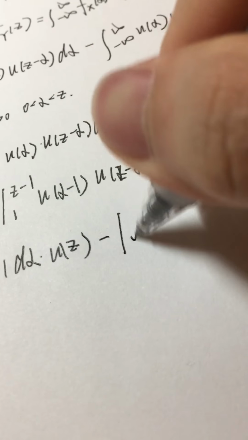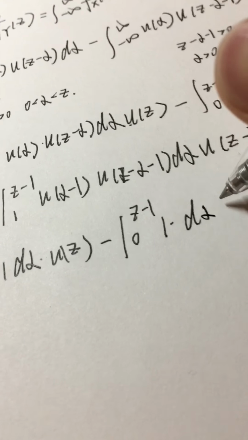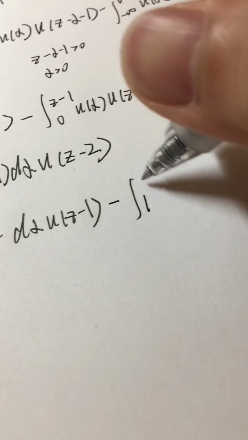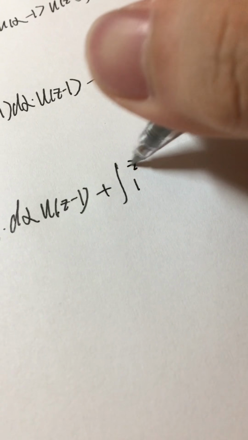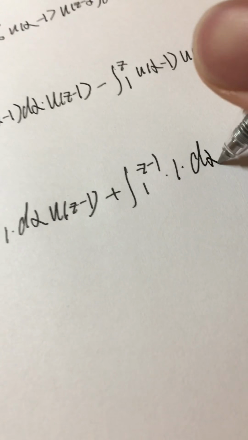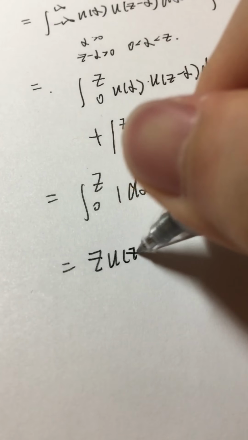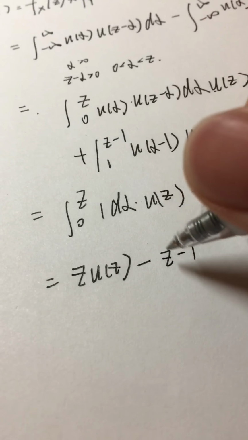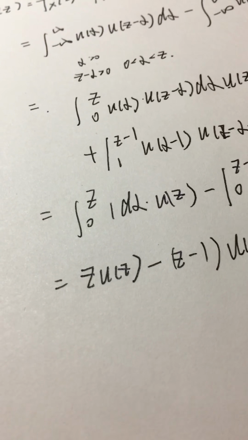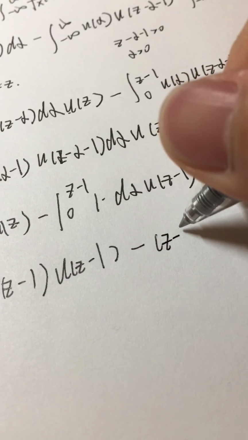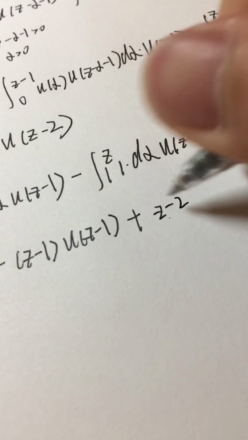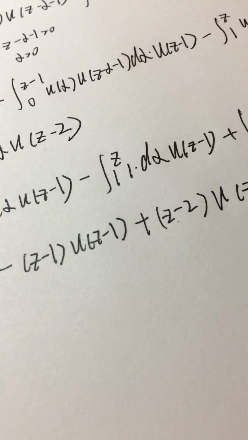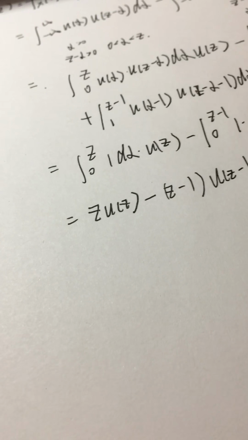u(z minus) equals z multiply u(z) minus (z minus 1) multiply u(z minus 1), minus (z minus 1) multiply u(z minus 1), and finally plus (z minus 2) multiply u(z minus 2). And now we can draw the picture of this equation.